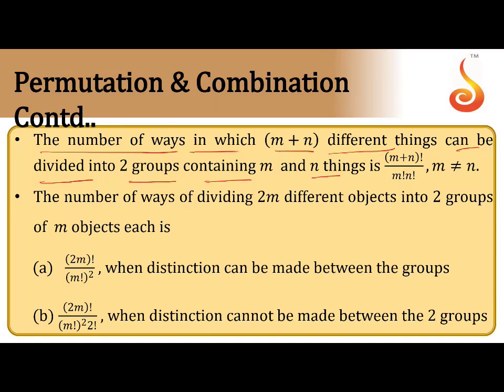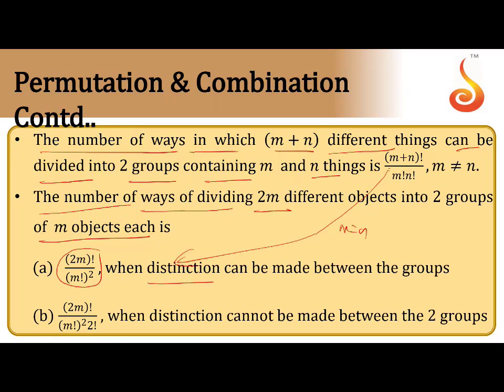Like the things we did before, such as in mathematics, there are two Ms and two As like that. Here only two groups are there. So the number of ways of arranging in two groups is (m plus n) factorial by m factorial into n factorial. The number of ways of dividing into two groups of m things each, where m equals n, is (2m) factorial by (m factorial) whole square. The earlier case, m equal to n, comes here.